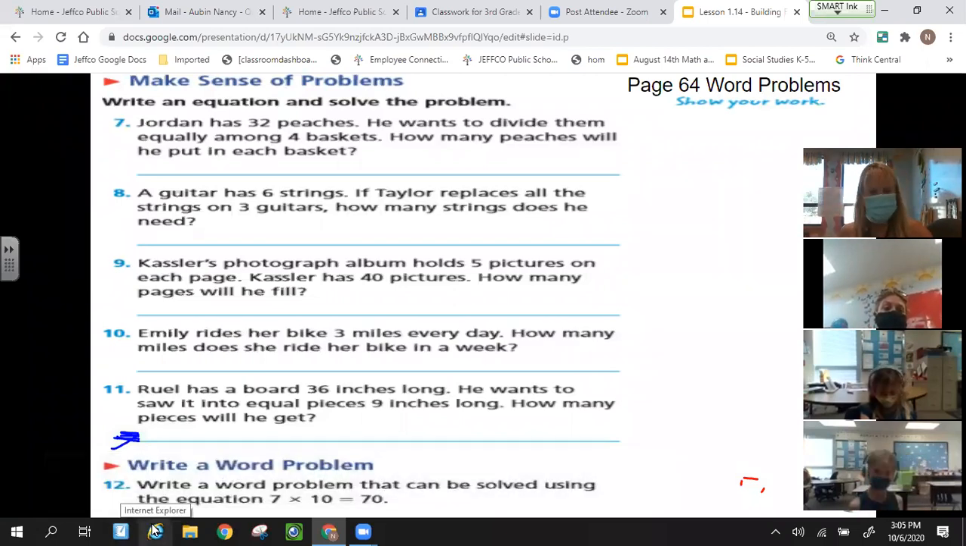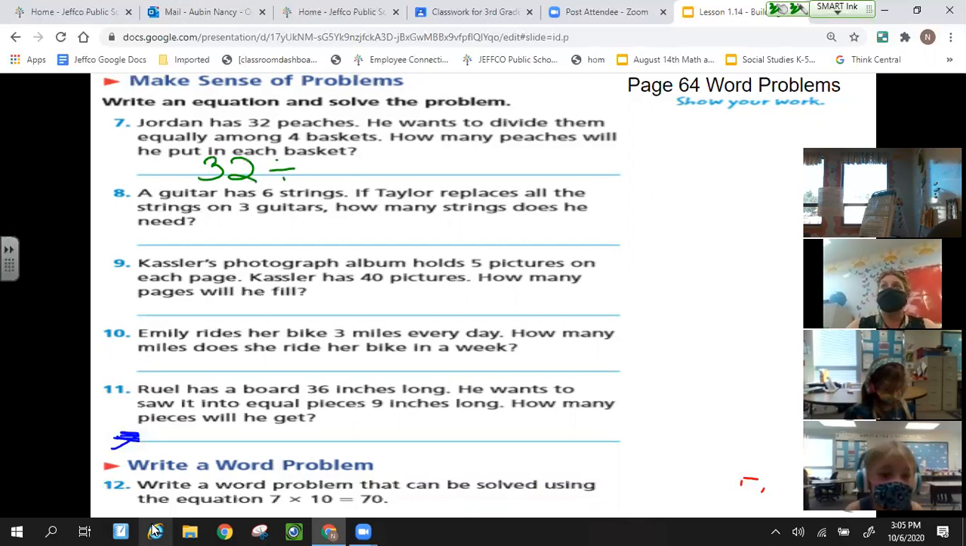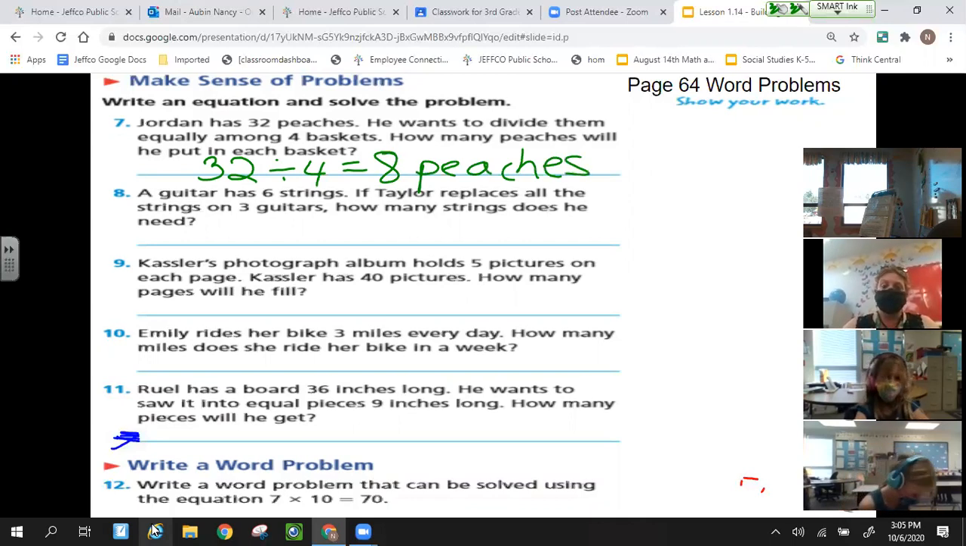Welcome back. Okay, I'm just going to go over a few of these real quick without teaching it. I just want to hear the answer. So, Abby, what did you and your partner get for number 7? What was your equation? 32 divided by 4 equals 8. Okay. If you agree, give them a thumbs up. I hope your thumb is up because she was right. All my friends at home, I need thumbs up at home if you agree with that.